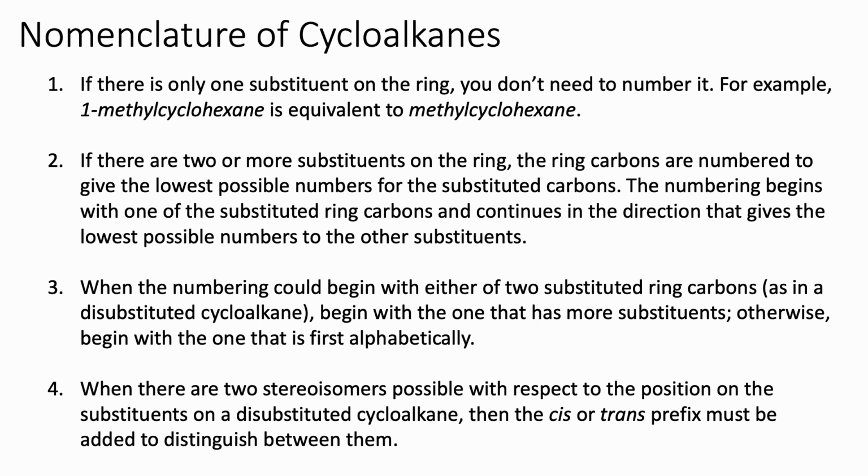When the numbering could begin with either of 2 substituted ring carbons, as in a disubstituted cycloalkane, begin with the one that has more substituents. Otherwise, begin with the one that is first alphabetically. When there are 2 stereoisomers possible with respect to the position of the substituents on a disubstituted cycloalkane, then the cis or trans prefix must be added to distinguish between them.